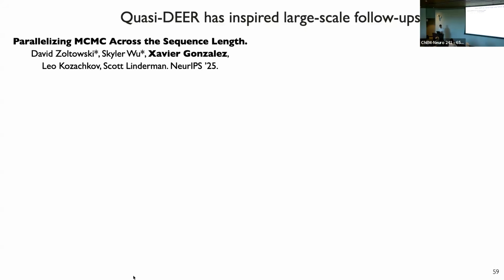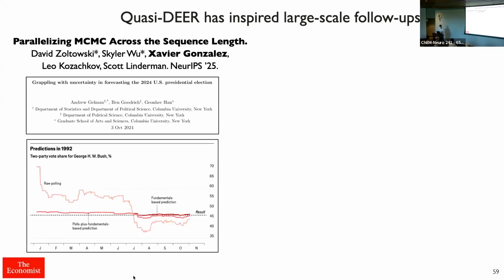One of those I did inside the lab with my collaborators, David Zoltowski and Skylar Wu, where we took a different type of state space model. This is called Markov chain Monte Carlo, and accelerated it via these quasi-Deer approaches. So MCMC, it's a workhorse of Bayesian statistics. It lets us figure out solutions to complicated models. And we showed it in many different examples in the paper, but our larger scale experiment involved taking one of these probabilistic models that The Economist uses to try to aggregate polls to predict the outcome of presidential elections.